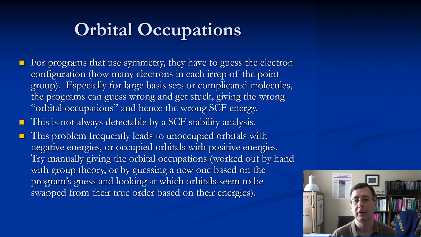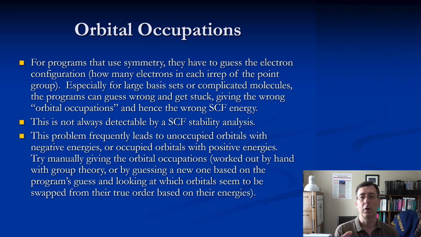I could try to do an SCF stability analysis to check this, but it won't necessarily check it because it might actually be a local minimum, even though it's not the global minimum in orbital rotation space. Sometimes if this happens, you'll see in your output that I have electrons in orbitals with positive energies, or maybe more likely unoccupied orbitals with negative energies. And that's saying that unoccupied orbital with a negative energy really wants electrons. Probably that's a sign you should have put the electrons in that orbital and not in this other orbital.